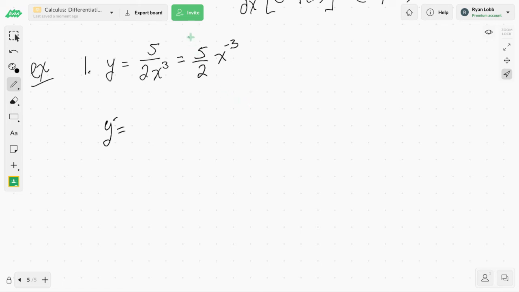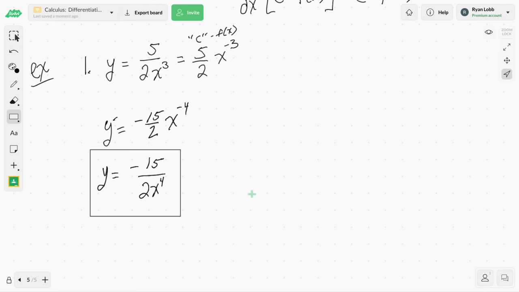Now here is the constant c, c times f of x. So now we have this constant multiple rule happening. And all you really got to do is take your n times what's in front. So negative 3 times 5 halves would be negative 15 over 2, x to the, drop the power by 1, negative fourth. And then you have y prime is equal to negative 15 over 2x to the fourth. So there's an example of using the constant multiple rule.